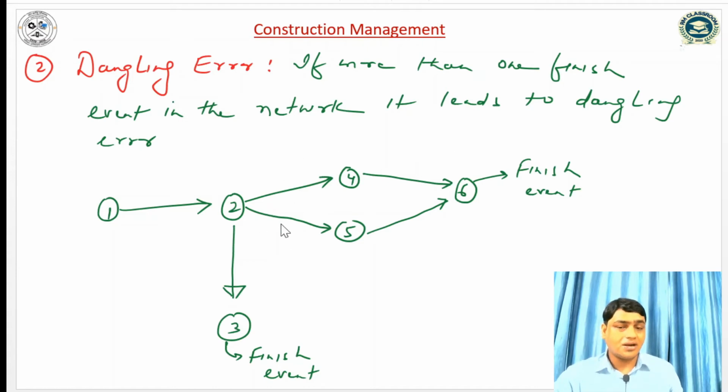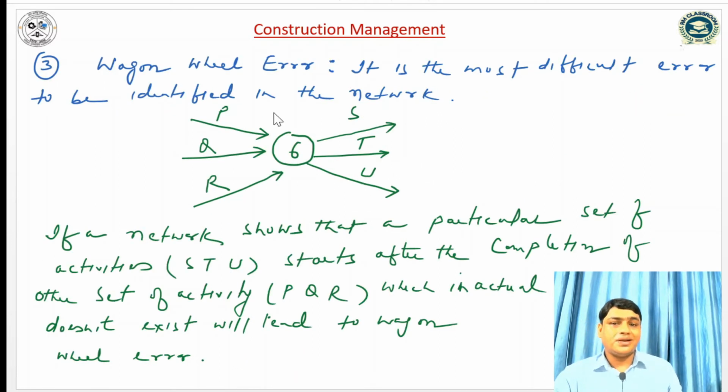We can see here in the network diagram there are two finish events. The 3 and 6 are the finish events. And I told you that in any network diagram, only one initial event and only one finish event should be there. And the third type of error is wagon wheel error.